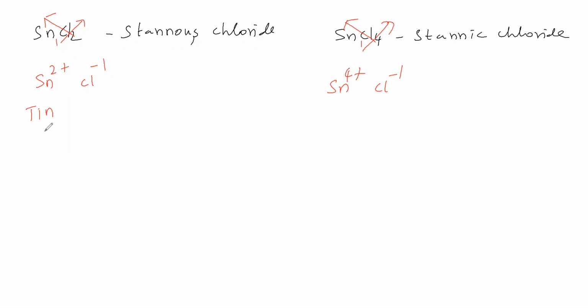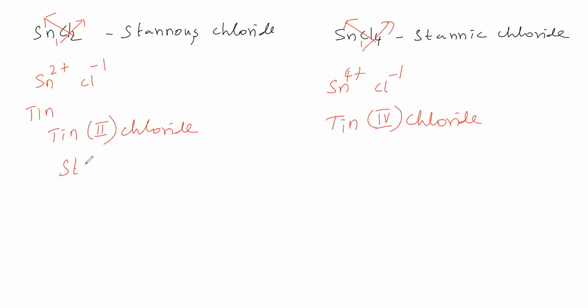Now, what is the name of this one? Sn is called tin. The Sn charge is 2, therefore we write Roman numeral 2, and Cl minus is called chloride. Here Sn is tin with charge 4, so we write it like this, and Cl minus is chloride: tin 4 chloride.